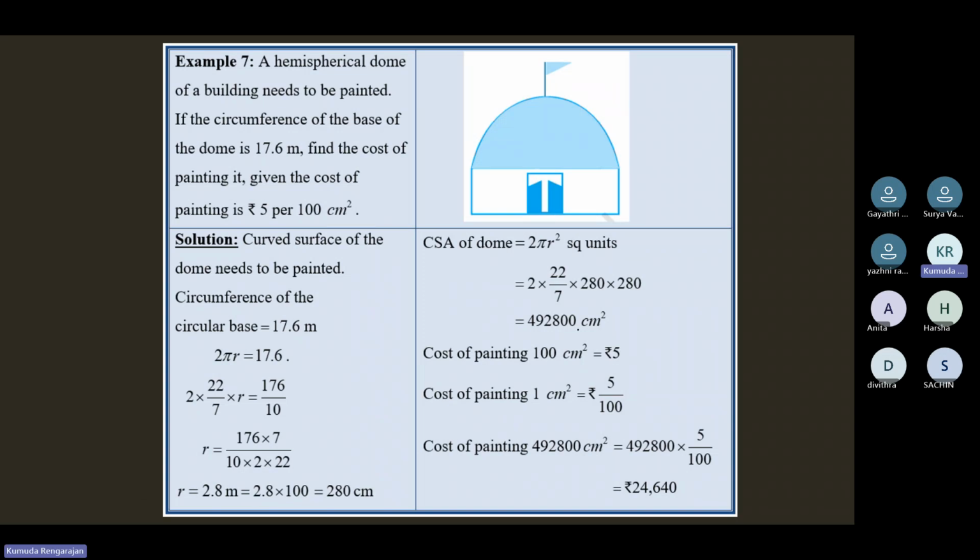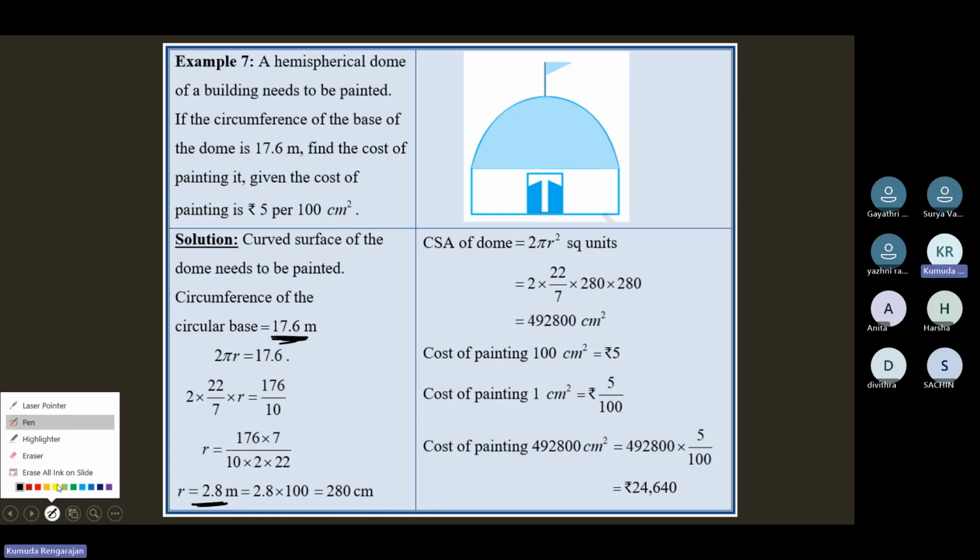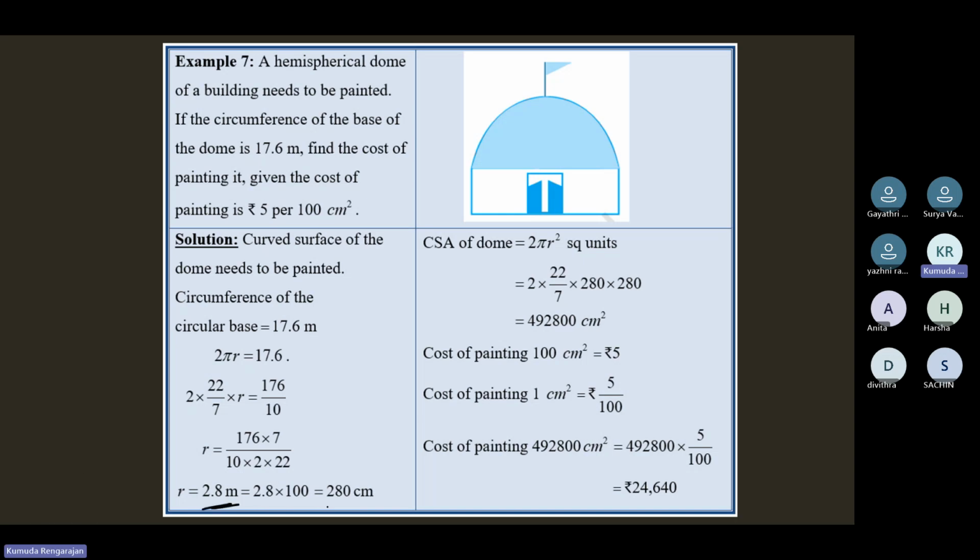Alternatively, instead of finding the area in meter square, you can directly convert this radius to centimeter. You can also change this directly to centimeter. See, wherever you can, change this itself to centimeter. I have changed this radius 2.8 meters to centimeter, 280 centimeter. So now when you find 2 pi r square, you will get the answer directly in centimeter square because you've substituted the radius in centimeter. So now 100 centimeter square, 5 rupees. 1 centimeter square, 5 by 100. This centimeter square will be this one into 5 by 100.